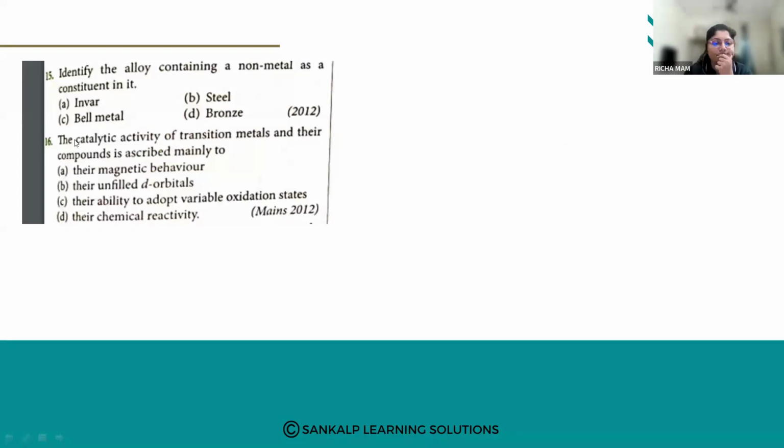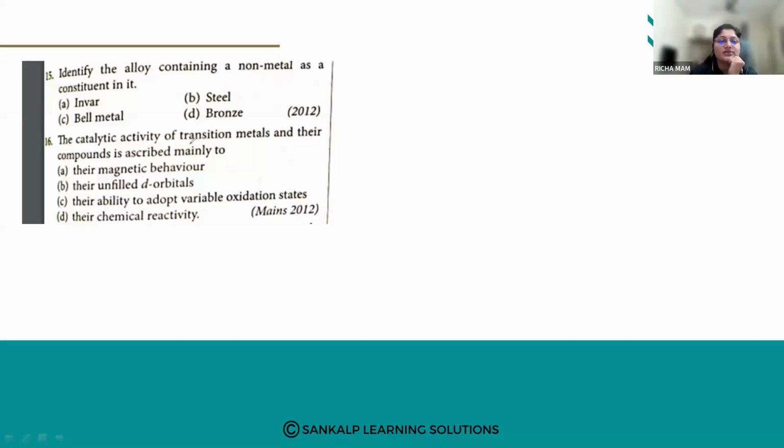We'll see the 16th question. The catalytic activity of transition metals and their compounds is ascribed mainly to their magnetic behavior, their unfilled d orbitals, their ability to adopt a variable oxidation state, or their chemical reactivity. The catalytic activity of the transition metals is mainly because of what? What is the reason for that?